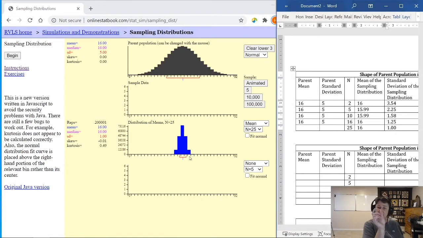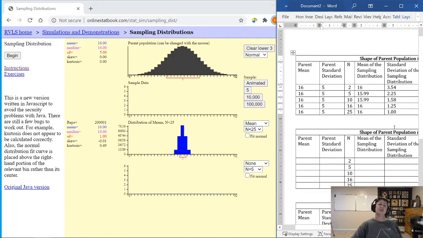So that data is getting closer and closer. The sample means are right in this little area, this tiny little distribution. They're not very spread out at all. And my parent mean and standard deviation is still there at 5. So when my population was normal, notice that as my sample size increased, the mean of the distribution stayed right about 16. But look at the standard deviation of this sampling distribution. As my sample size increased, that standard deviation got smaller.